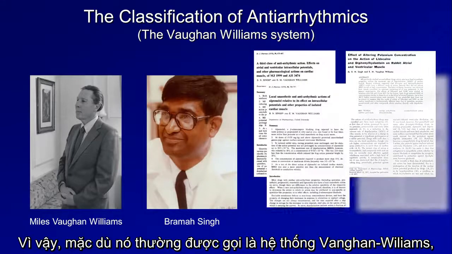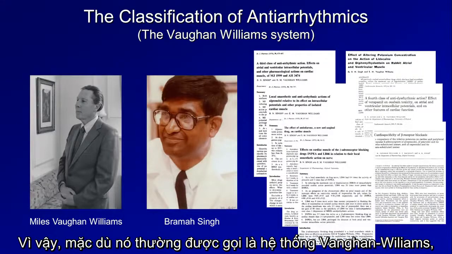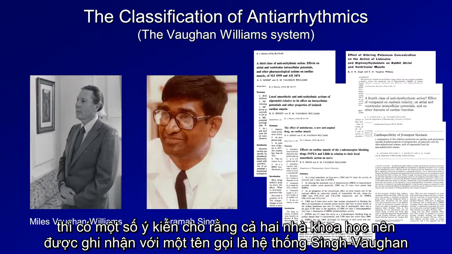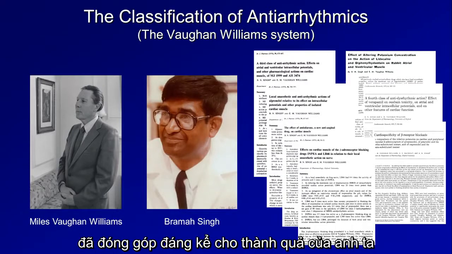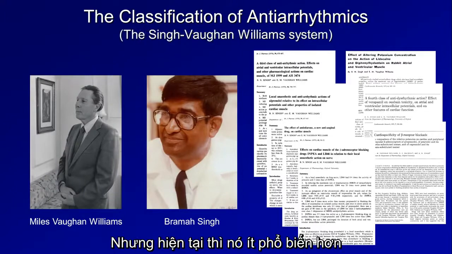So, although it's most commonly referred to as the Vaughan Williams system, there's a minority opinion that both scientists should be credited with the eponym the Singh-Vaughan Williams classification system. I like inclusivity and see no downside with recognizing a hard-working grad student who made significant contributions of his own, so this is the name that I use, but currently it is less common.